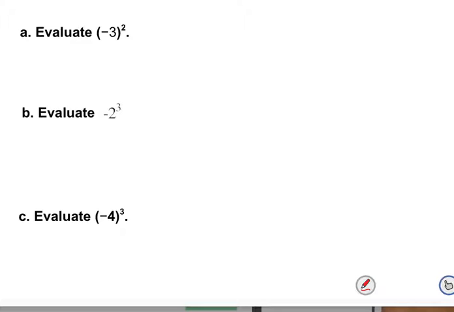What is this truly asking you to square? What number is it saying to square? Negative 3. Because the parentheses say keep the negative sign with the 3. Negative 3 times negative 3 is 9. If you got 9, you're correct.